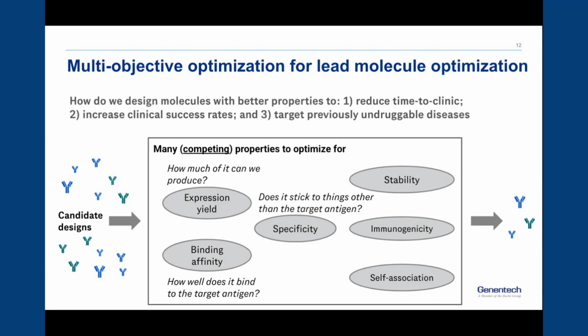So how can this lead to better molecules, right? First of all, it can reduce time to clinic because we can optimize these things in the very early stages of the portfolio project. We can increase clinical success rate, right? For example, if our generative models are designing something that could indicate high immunogenicity risk or ADA risks, we can immediately eliminate those in these optimization steps. Also, with some of the generative de novo models, we can target previously undruggable diseases.